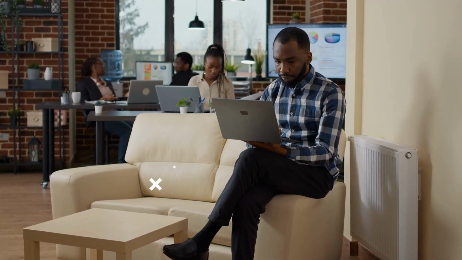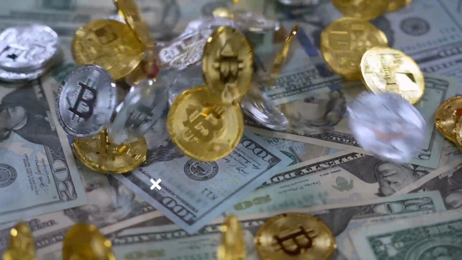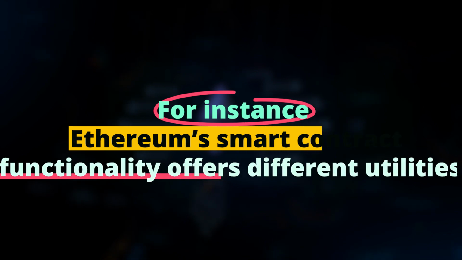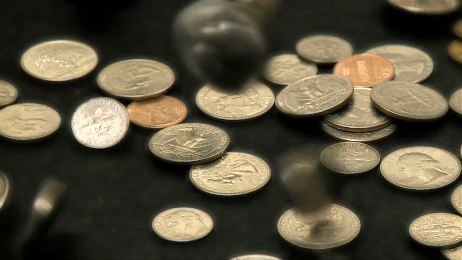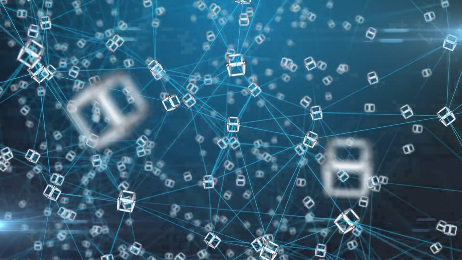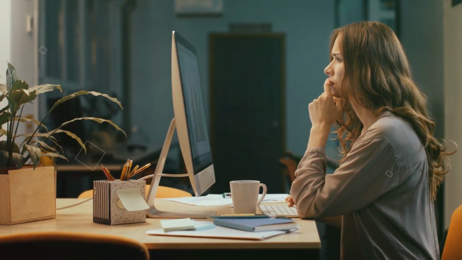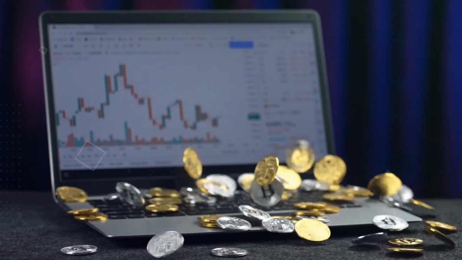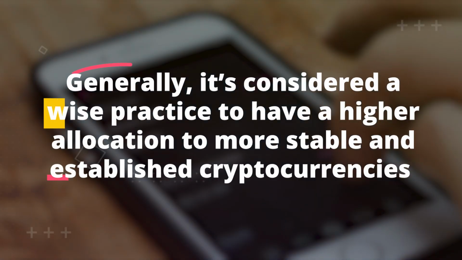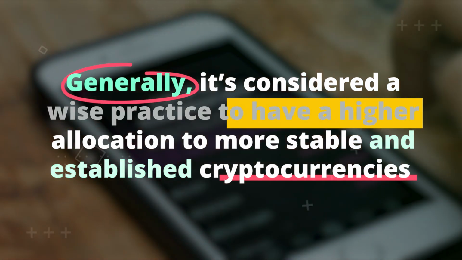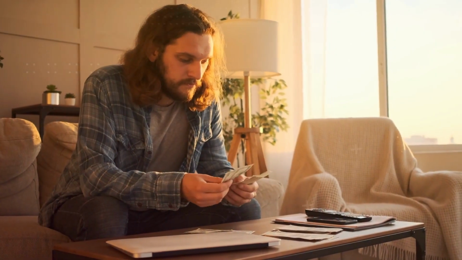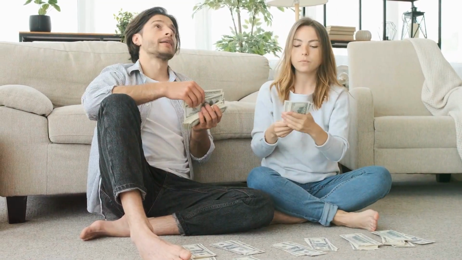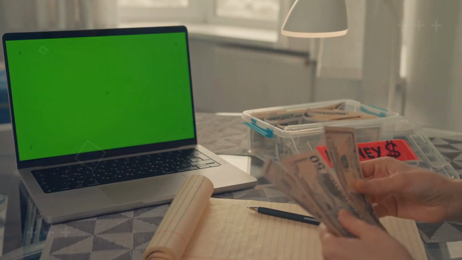This is where understanding the technology behind each cryptocurrency comes into play. For instance, Ethereum's smart contract functionality offers different utilities compared to Bitcoin. Similarly, a coin like Chainlink, which is aimed at connecting smart contracts with real-world data, might serve a different purpose in your portfolio. In addition, one must pay attention to the weightage of each cryptocurrency in the portfolio. Generally, it is considered a wise practice to have a higher allocation to more stable and established cryptocurrencies, like Bitcoin and Ethereum, and smaller allocations to riskier altcoins. The exact percentage allocation will depend on your risk tolerance and investment goals.